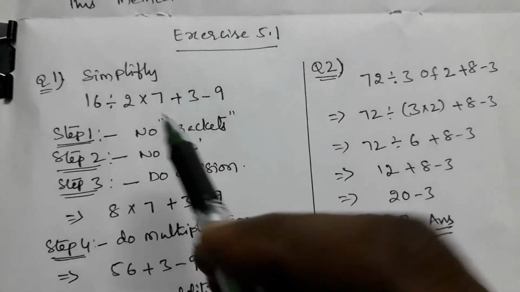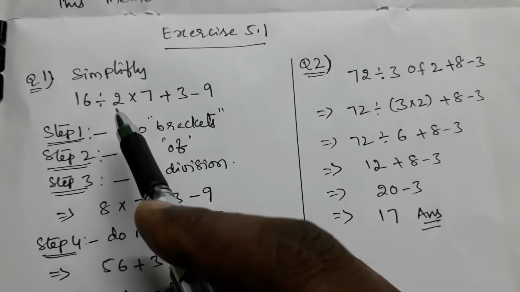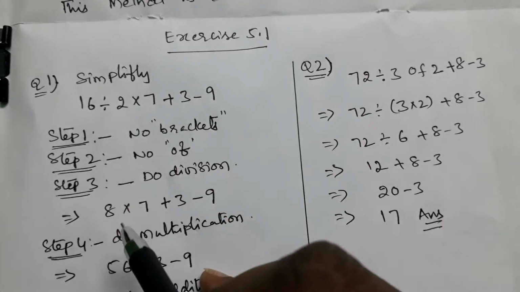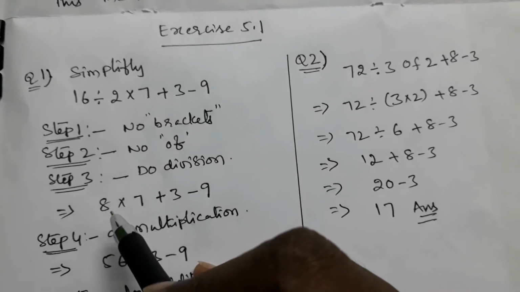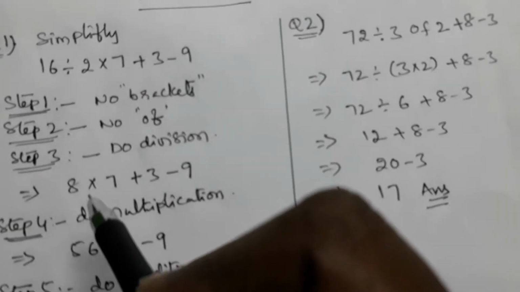What is division here? Look here. Yes, division is given. First solve the division. Only division you do. So 16 divided by 2, how much? 8. So 16 divided by 2 is 8.